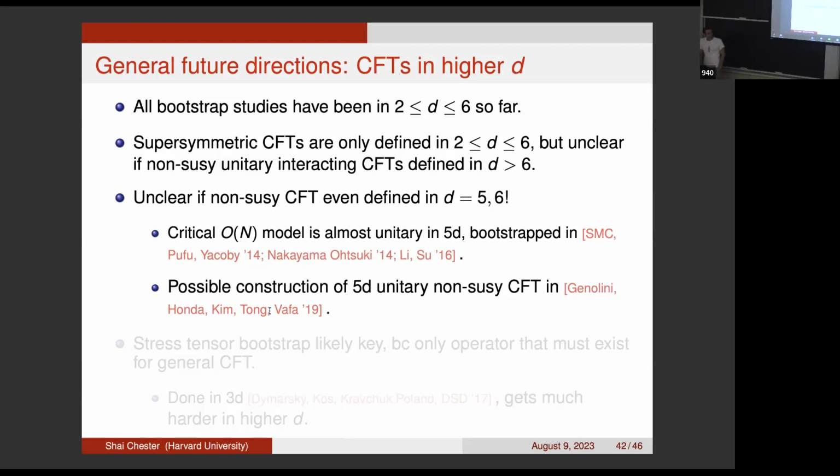And these are all things one could try to bootstrap. You could take their proposal, put it in the global symmetry, and just see if you can get an island which matches their predictions.